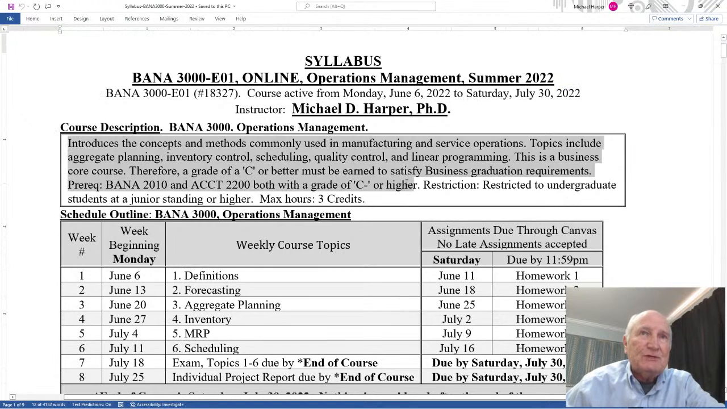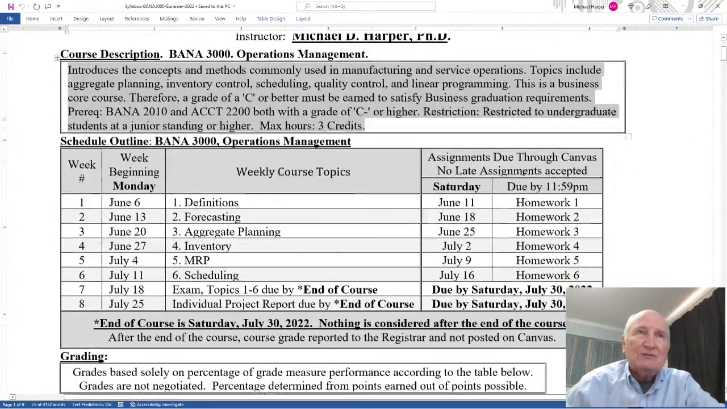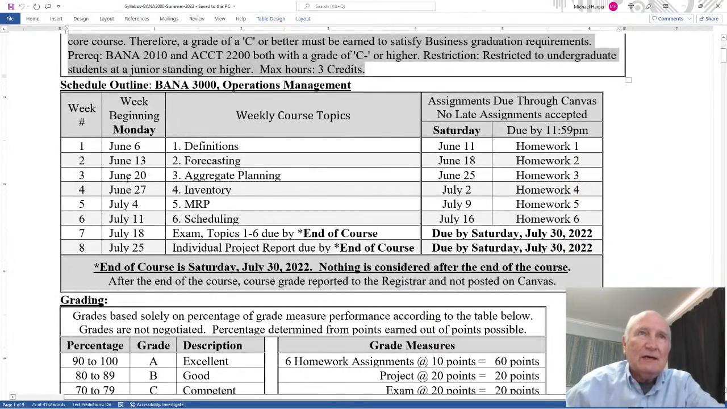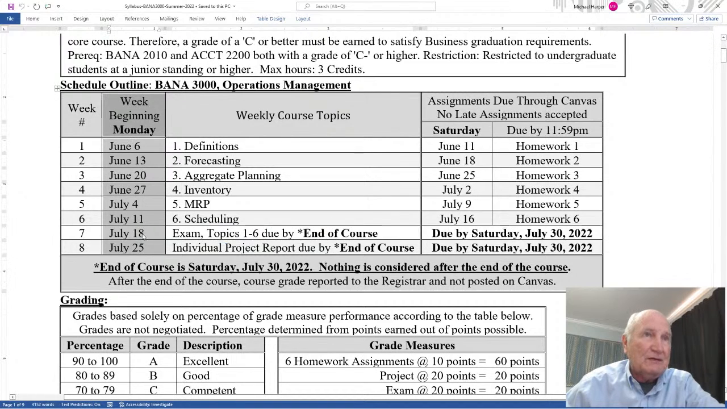The syllabus begins: the course is active between Monday, June 6, 2022, and Saturday, July 30th. This is the course description, which is in the catalog, so you can match them up. And I start with a schedule outline. It begins on Monday and ends on Saturday, so it goes from Monday through Saturday.